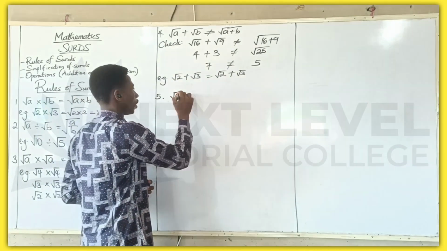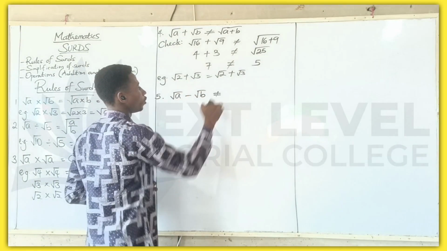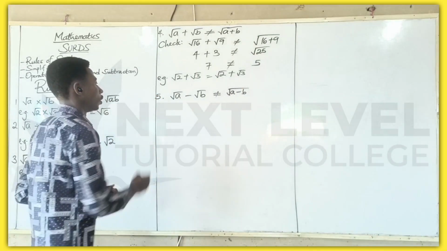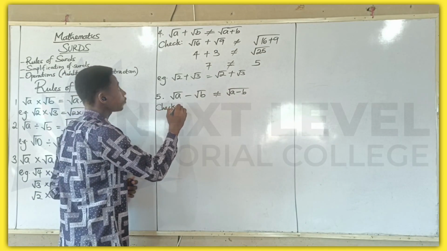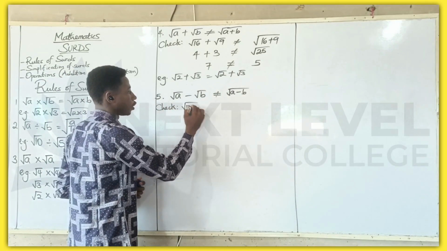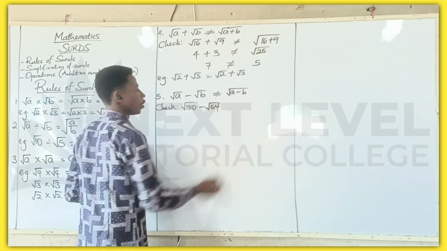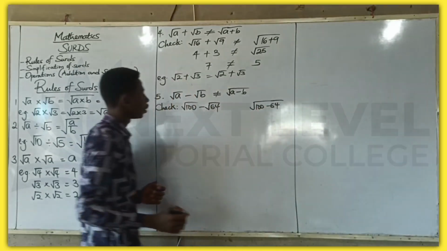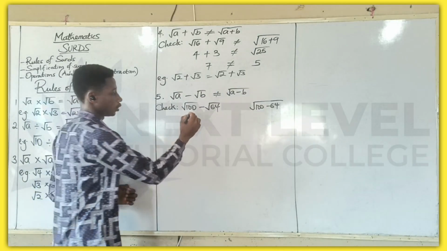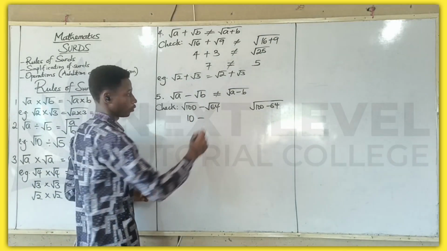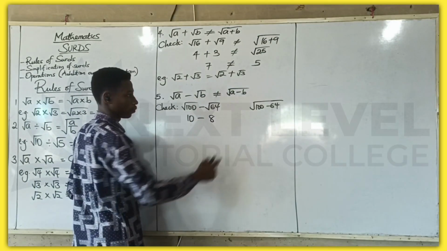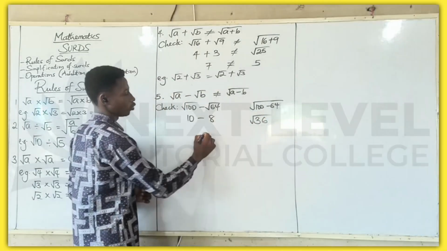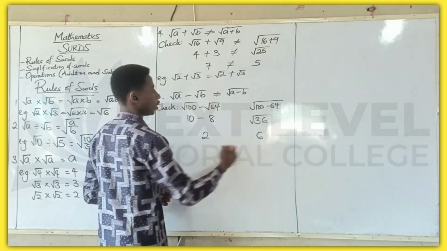If I have SURD A minus SURD B, you cannot combine it. This is not equal to SURD A minus B. Let's check for this also. Let's say we want to do SURD 100 minus SURD 64. And on this side here, I'll do 100 minus 64 under the same SURD. Now, SURD 100 is 10, and that of 64 is 8. If I subtract here, I will have 36. 10 minus 8 will give me 2, and the square root of 36 is 6.